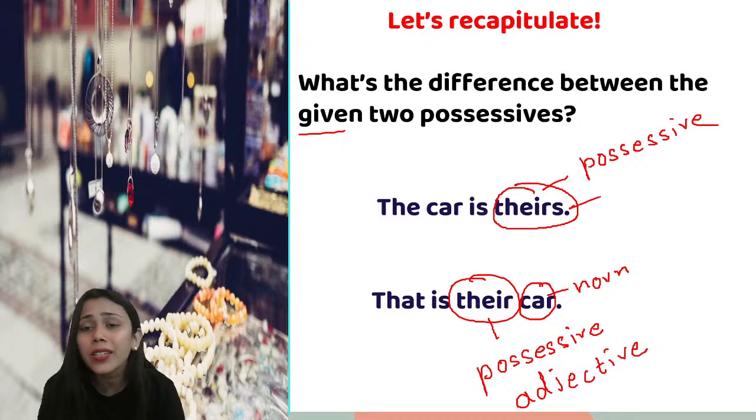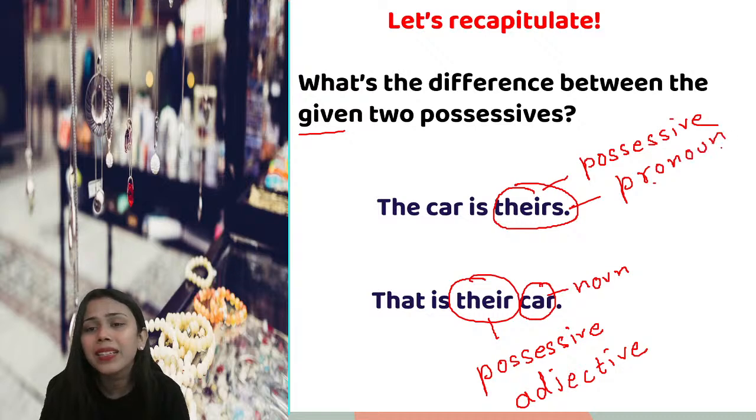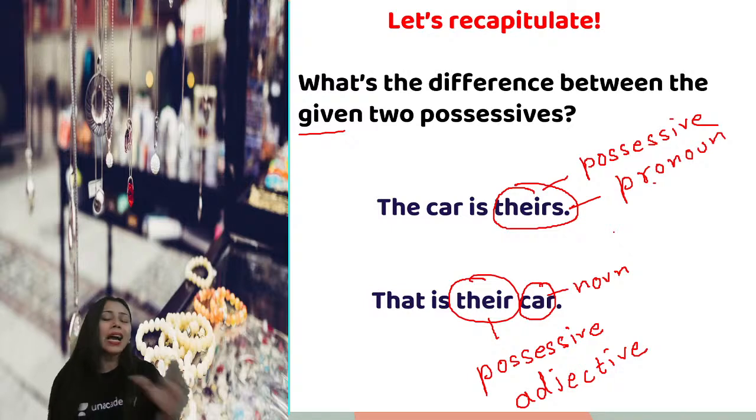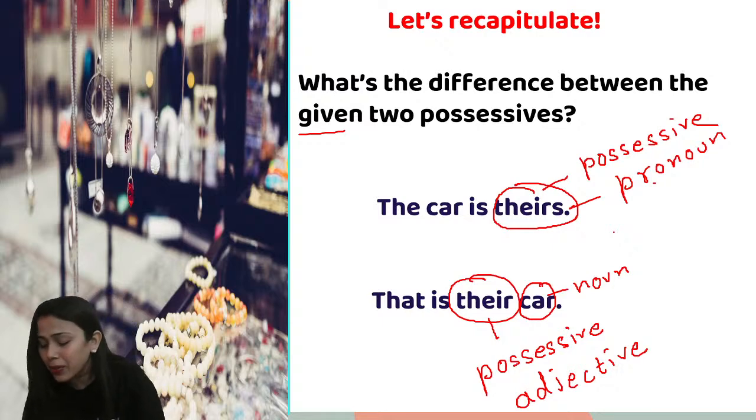First one is what? First one is a possessive pronoun. Why? Because there is no noun after it. On that basis we can say that it is a possessive pronoun. So that is the difference we found here.